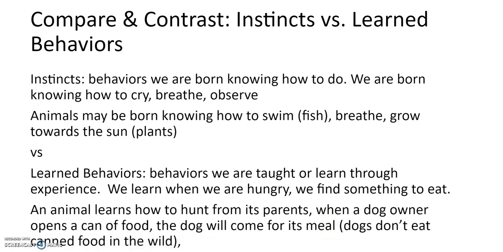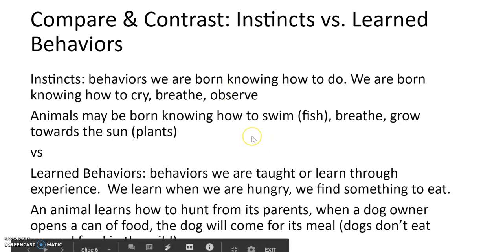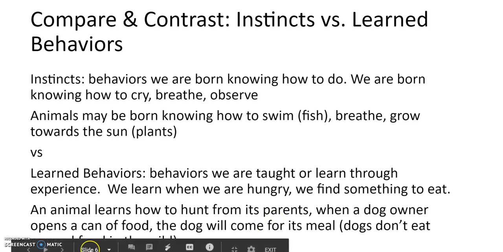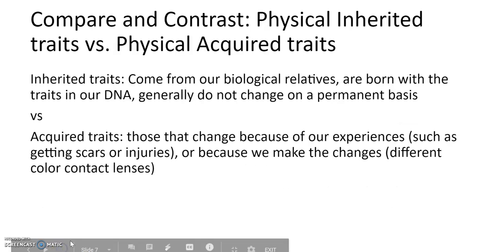Dogs don't eat canned food in the wild. This is a learned behavior. When you open that can opener or set out that bowl of food, the dog comes running to it. If the dog knew how to do that when it was born, then that would be instinctual. But since we've taught our dogs that when we use the can opener or set the bowl down, the dog will come for the food, that is an acquired behavior.